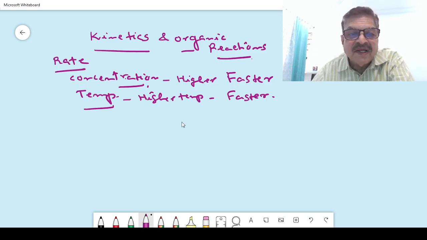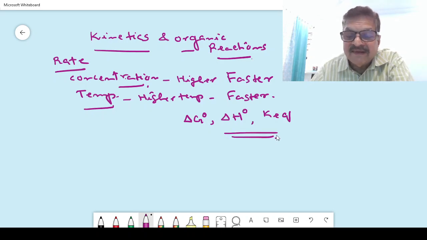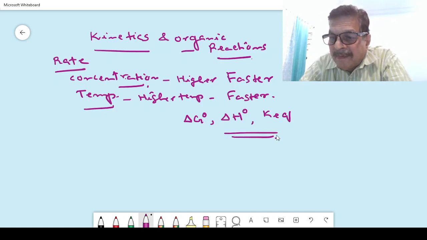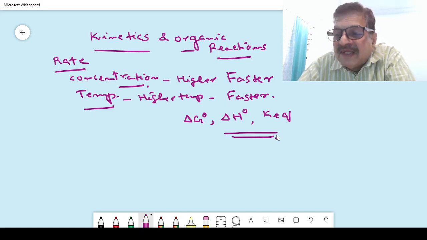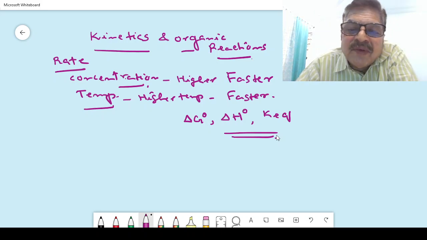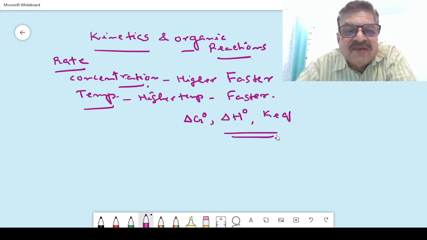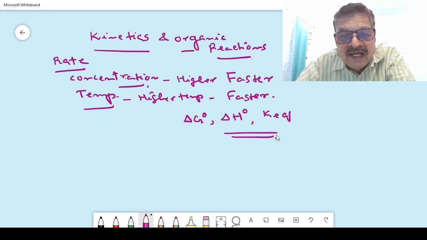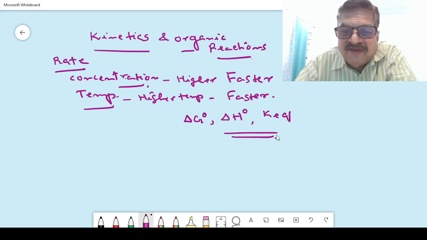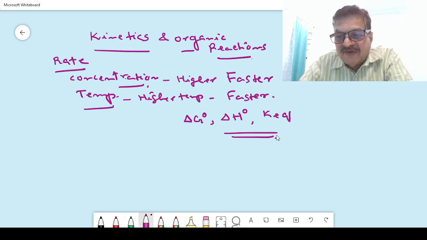Now, we have seen in thermodynamics delta G, the Gibbs free energy change, delta H, the enthalpy change, and the equilibrium constant, K EQ. There are many things we have seen, but these have nothing to do with the reaction rate. They do not determine the rate of the reaction, because these quantities indicate only the direction of the equilibrium and the relative energy of the reactants and the products.